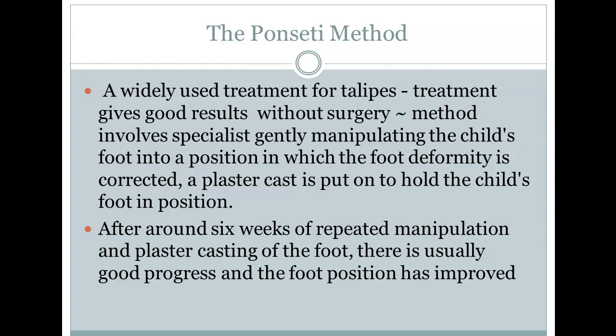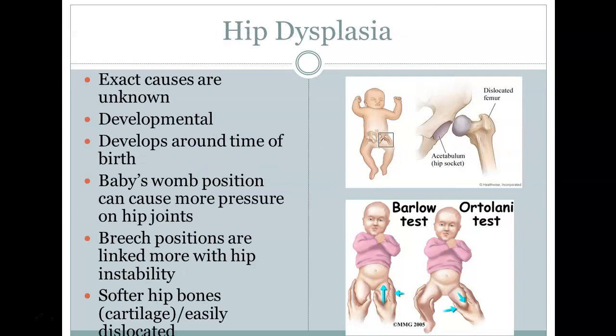This method involves gently manipulating the child's foot into the position it needs to go to, and then putting a plaster cast over it to hold it in place, and then continually repeating this manipulation and casting of the foot, one after the next, changing its position, which is usually slow but good progress on how the foot is positioned back to its original normal spot that it should be in.